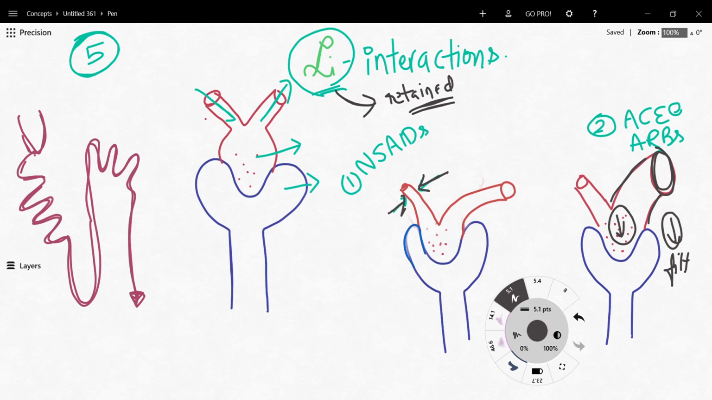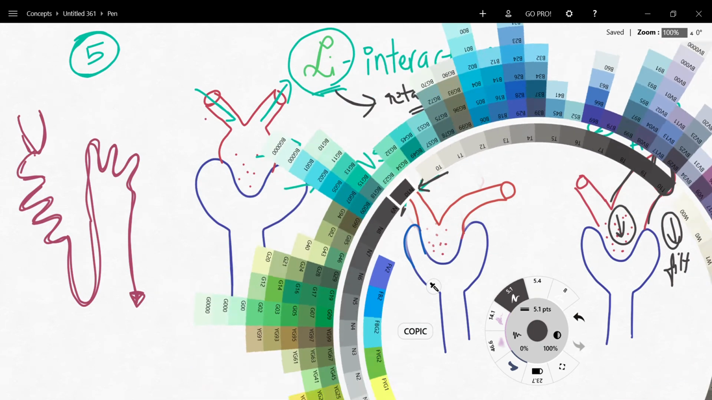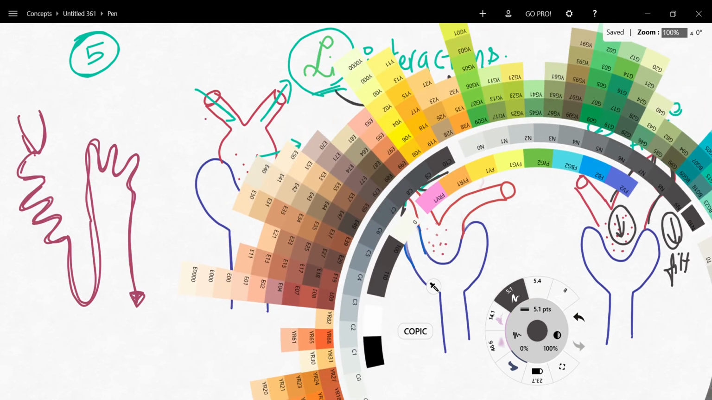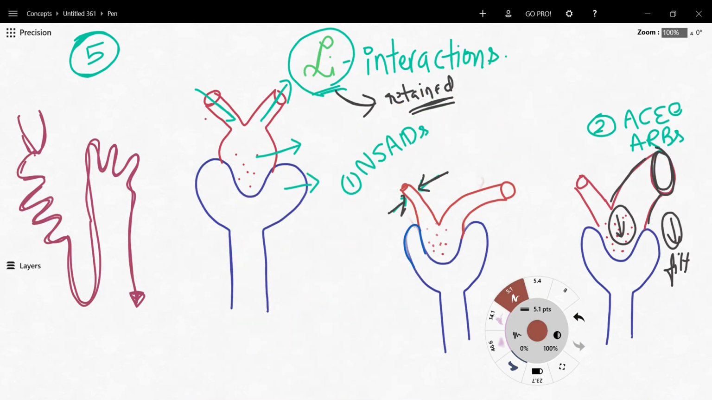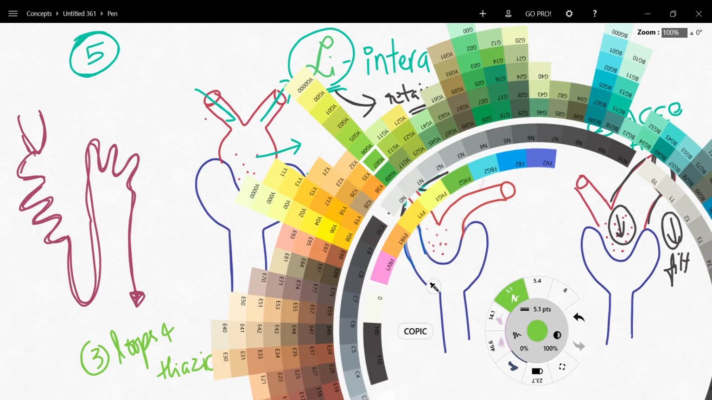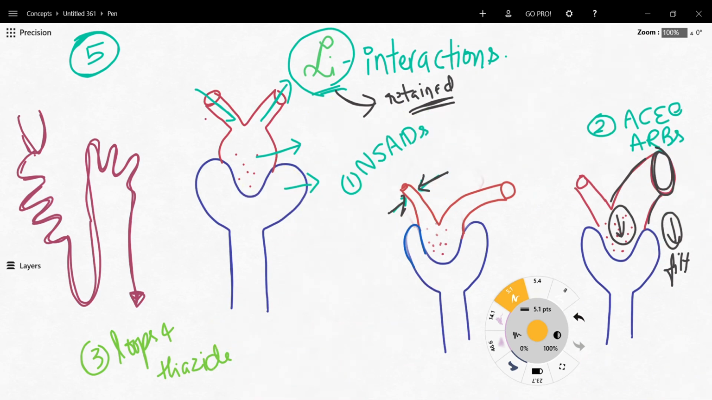Now the other two more drugs that you need to remember for this are diuretics. That's going to be loops and thiazides. So one thing you need to remember regarding the pathophysiology of lithium absorption is that lithium is reabsorbed in the proximal convoluted tubule. And it's very similar to sodium. Both of them are small and both of them have a positive valence.